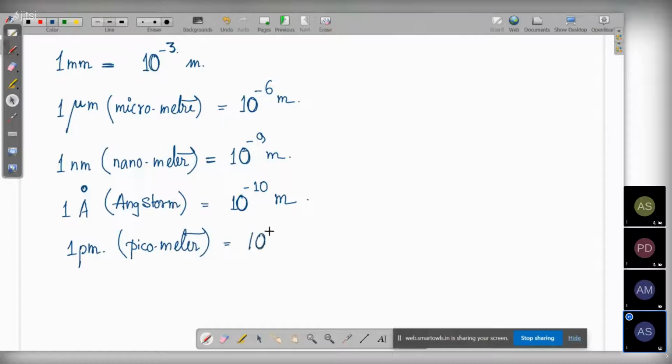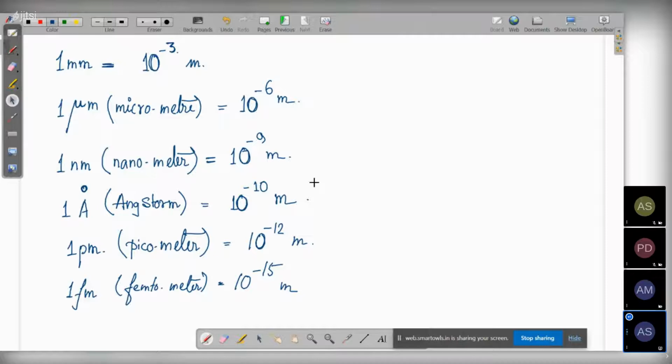10 to the power of minus 12 meter. 1 fm, femto or fermi meter, that is equal to 10 to the power of minus 15 meter. As you can see, it is increasing by 3: minus 3, minus 6, minus 9, minus 12, minus 15, this way. Only angstrom is a bit different, that is 10 to the power of minus 10.